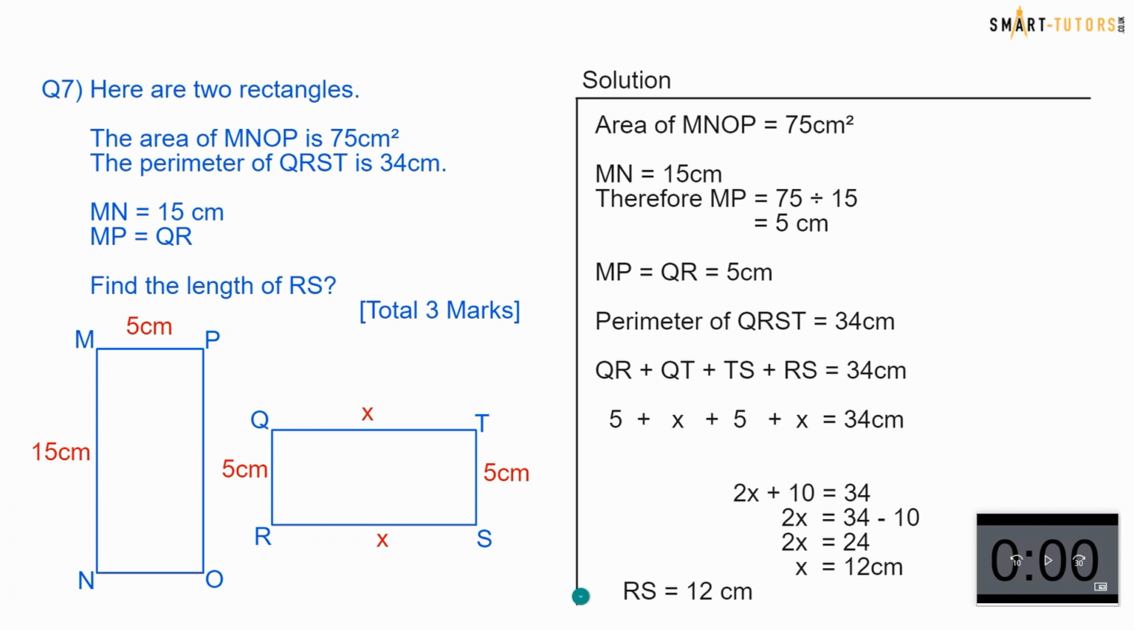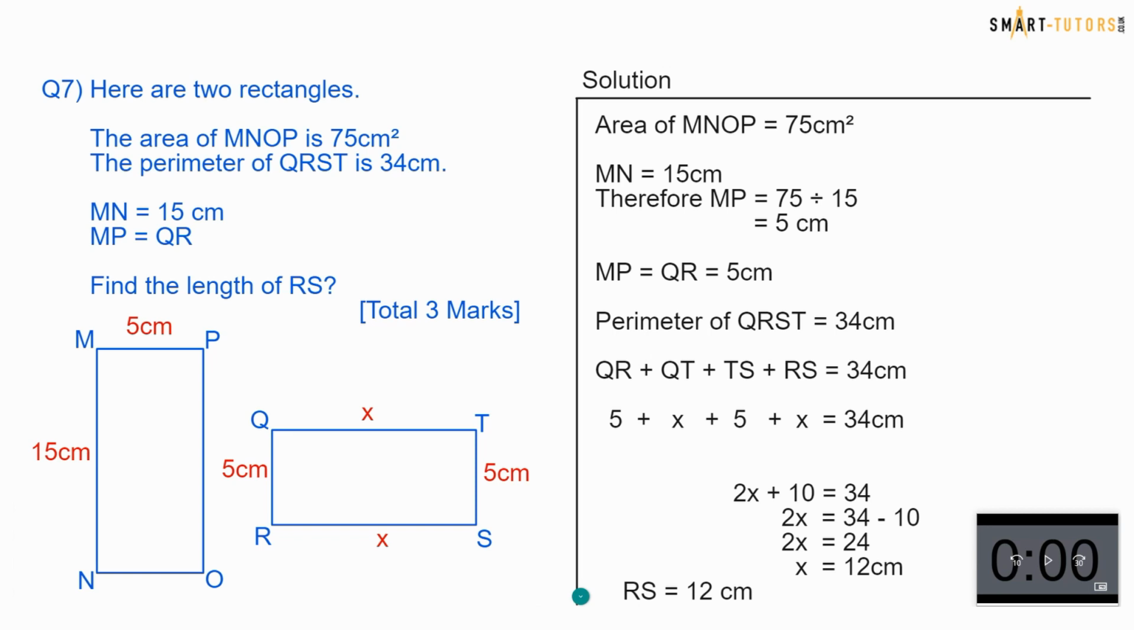So once you find MP, MP is equal to QR. So in the other triangle, QR is 5 centimeters. The opposite sides are equal, so that is also 5 centimeters. The perimeter is given as 34. So 34, take away 5 plus 5, which is 10, gives 24, divide by 2, which is 12.